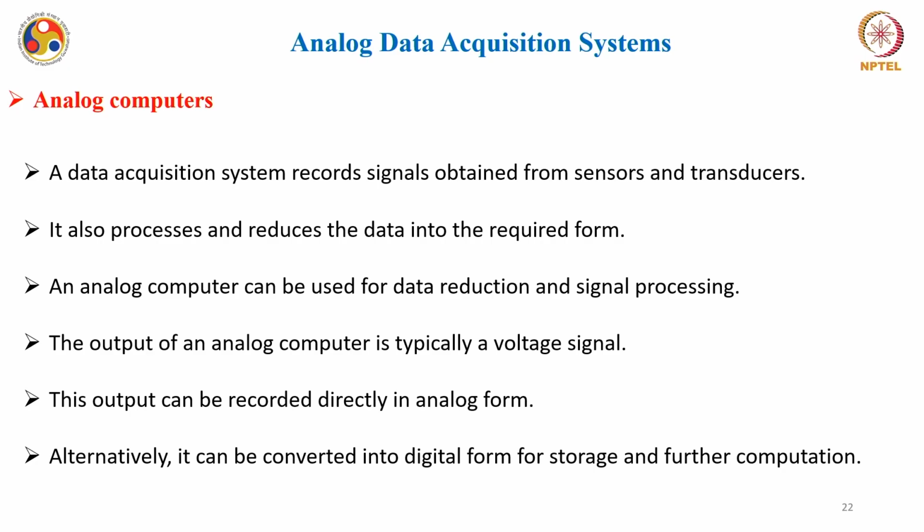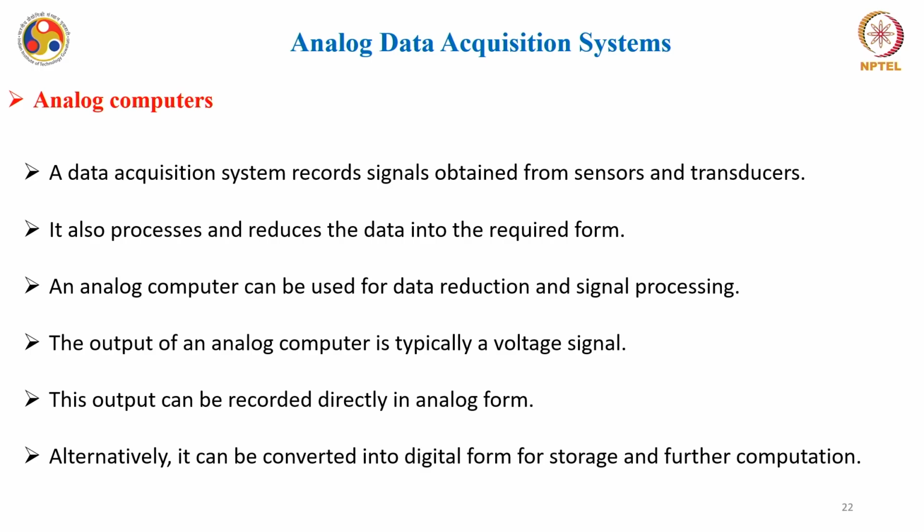Then some of the systems also consist of analog computers, which are now almost obsolete. However, we should know what analog computers were and how they became an integral part of the analog data acquisition system. We have seen that our data acquisition system records the signal obtained from the first stage, which is a sensor or a transducer. It also processes and reduces the data into the required form. At this stage you have an analog computer, which can be used for data reduction and further signal processing.